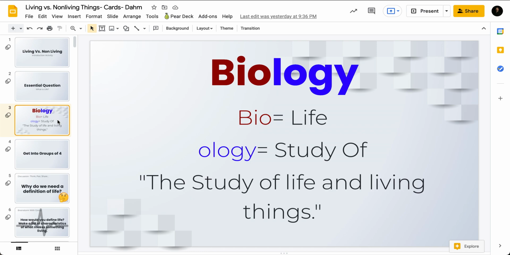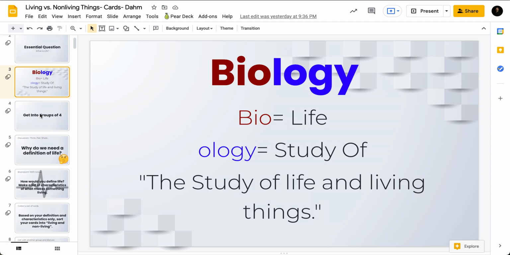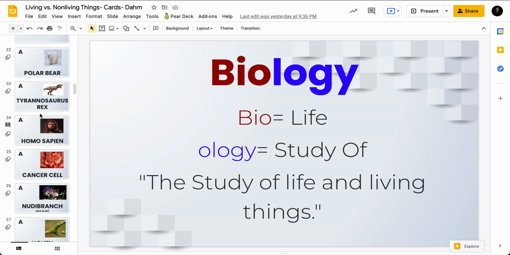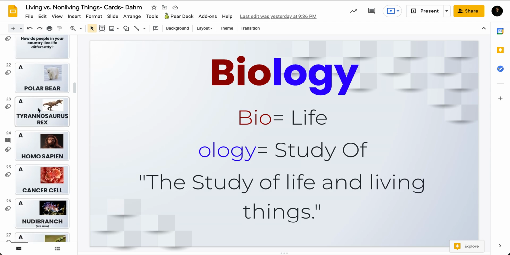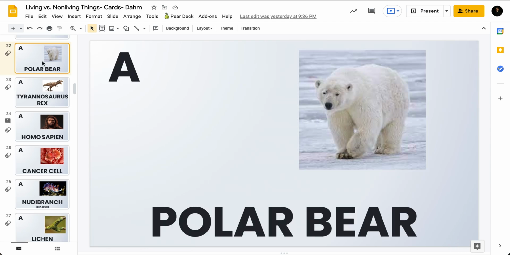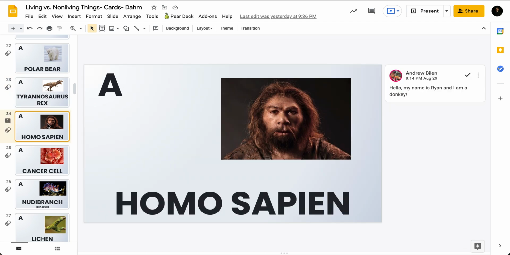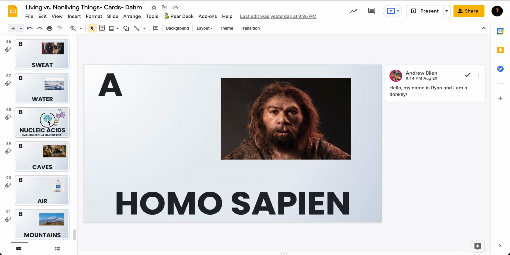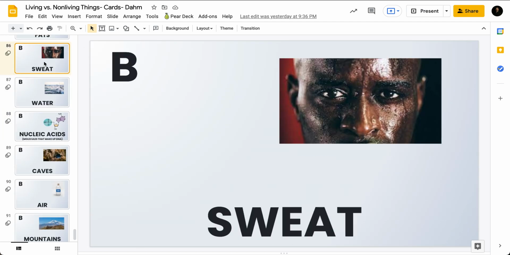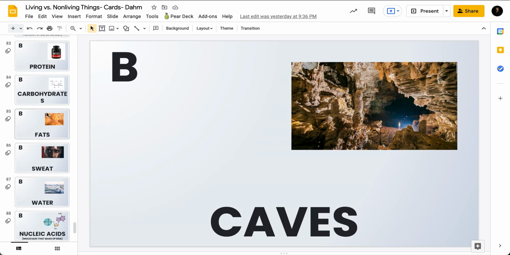Before we can really understand all the processes of life, we have to understand what life is. So what I had everybody do at this point, which is going to be a little difficult for you, I'm going to share this slideshow, and what you'll find at the very bottom of it is like 70 some slides of different organisms. So there's a polar bear, there's a T-Rex, there's Homo sapien. Then if we go even further down, there's nucleic acids, water, sweat, caves, all kinds of things.